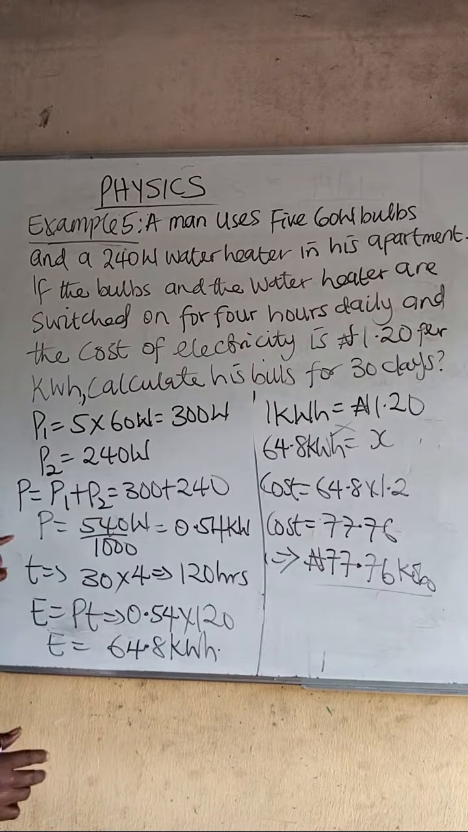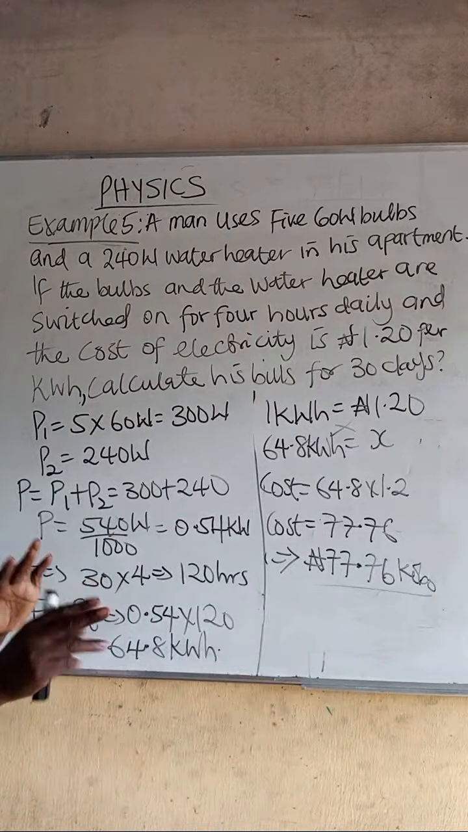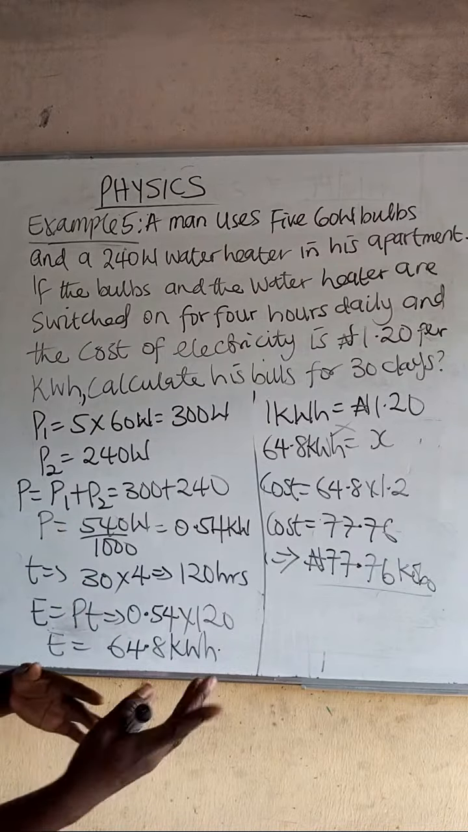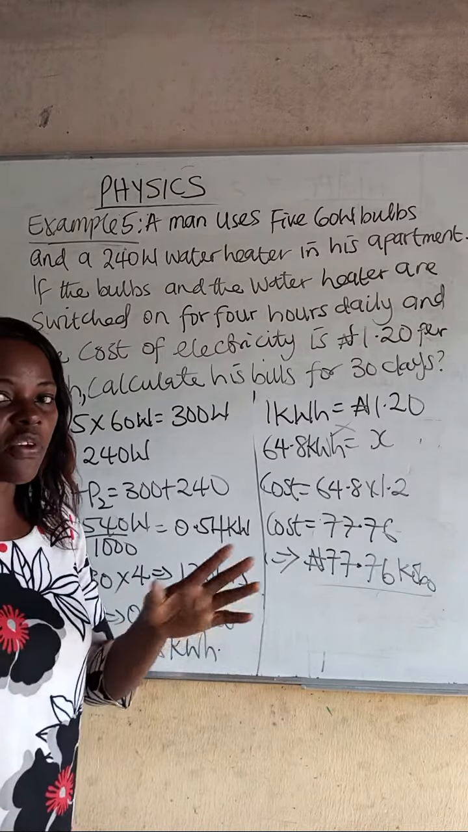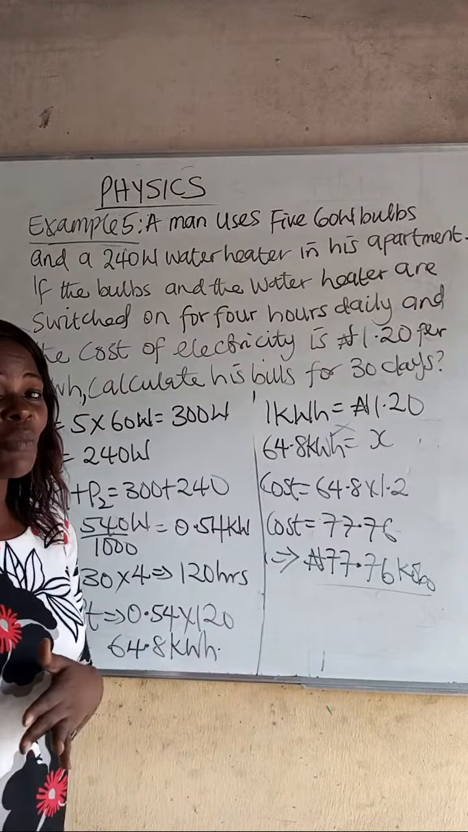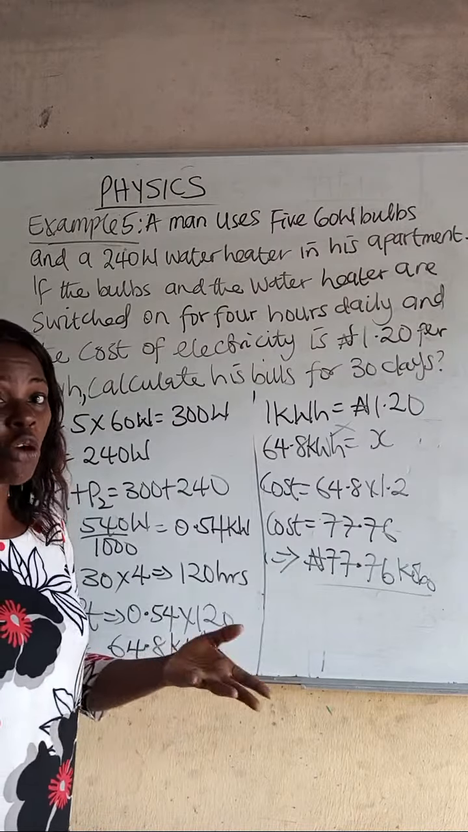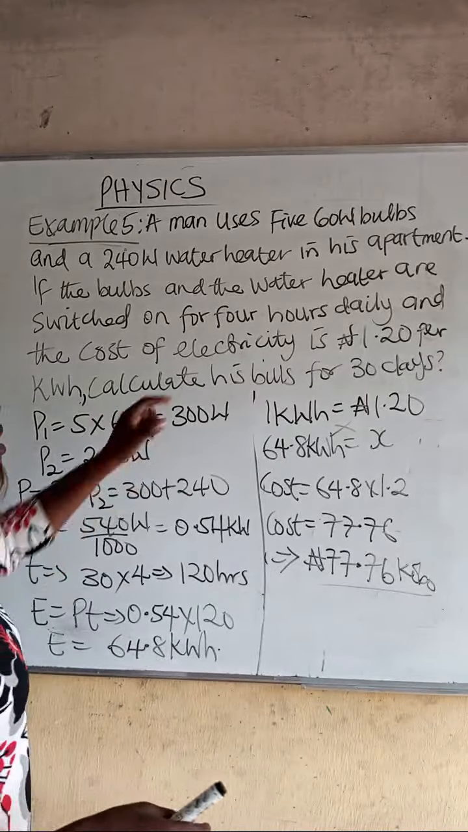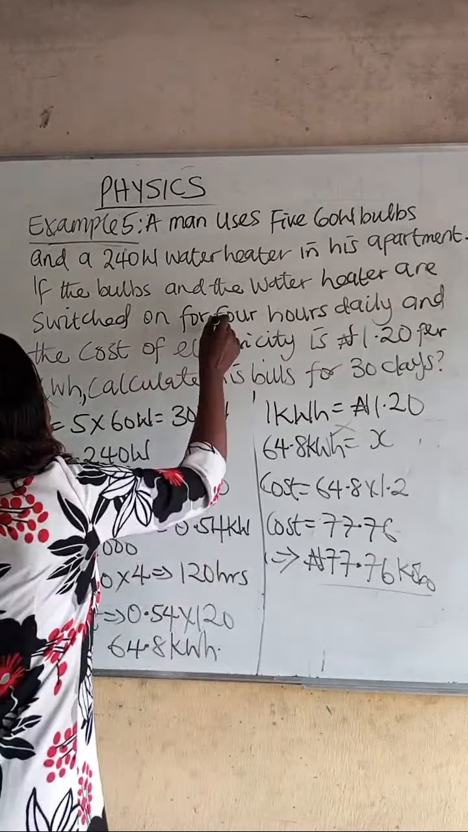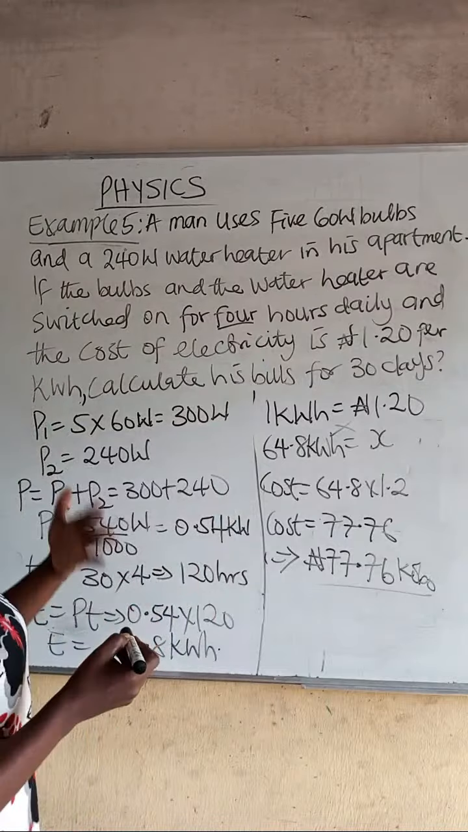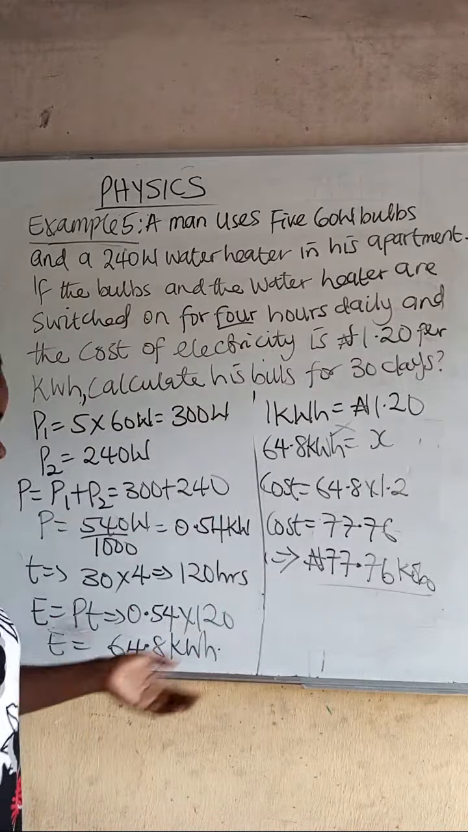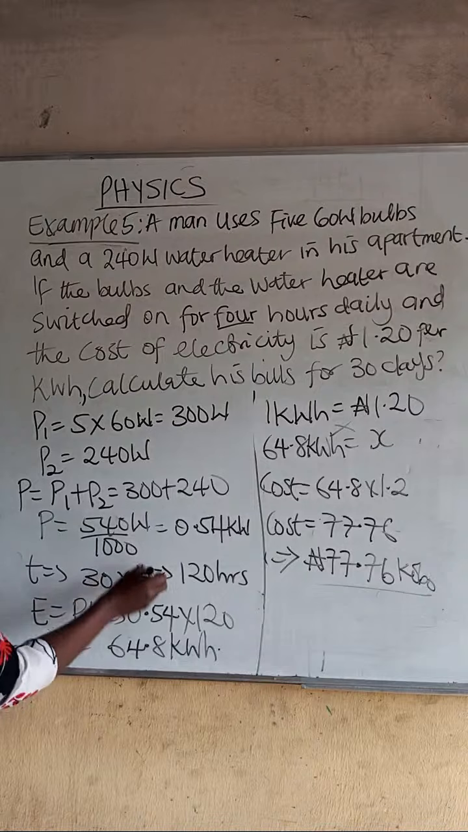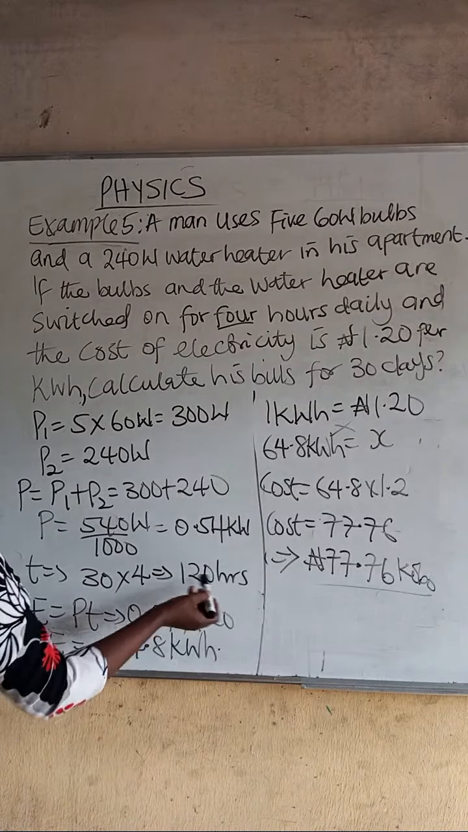Okay, coming to the time, he used these appliances for 30 days, but he did not use them for the whole 24 hours. So initially I multiplied by 24 hours and I found out that it's wrong, so I have to correct it. Now, since he used it for only 4 hours, what you're going to do is just multiply this 4 by the 30 days, okay? So you say 30 times 4 to give me 120 hours.